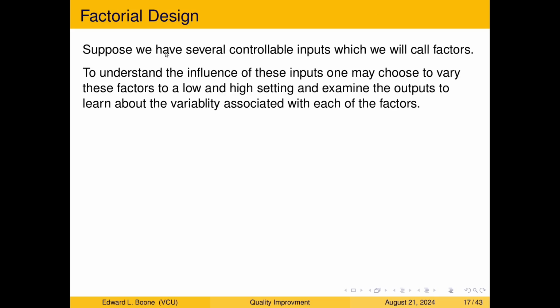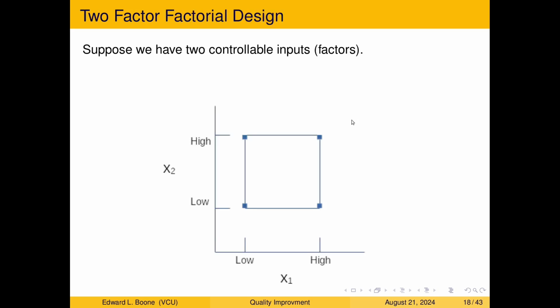So what is a factorial design? Suppose we have several controllable inputs, which we call factors. We want to understand the influence of these inputs, so one may choose to vary these factors. So we're going to have a low and high setting for each. For example, if we had 2 controllable factors, we could set x1, that factor, to a low value and a high value. Same thing for x2. We could set it to a low value and a high value. And that would be our experimental design, a factorial design.